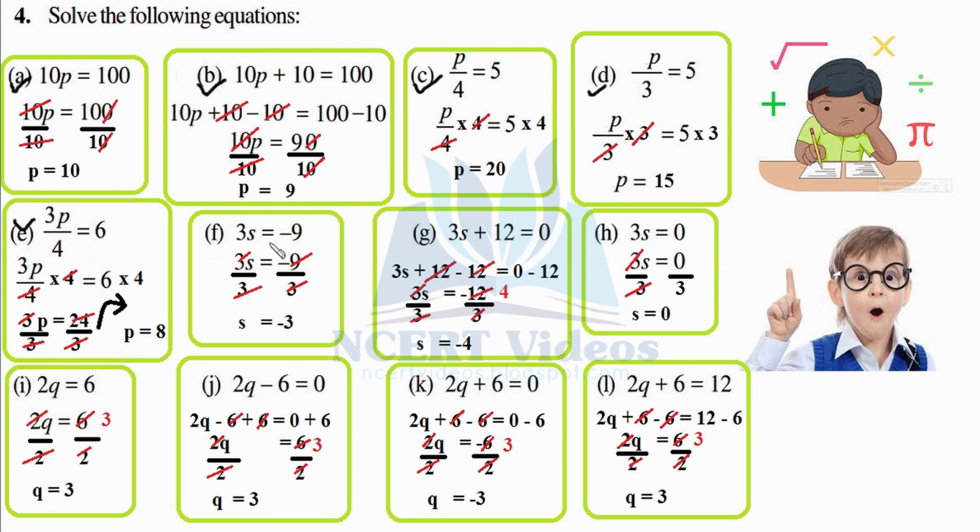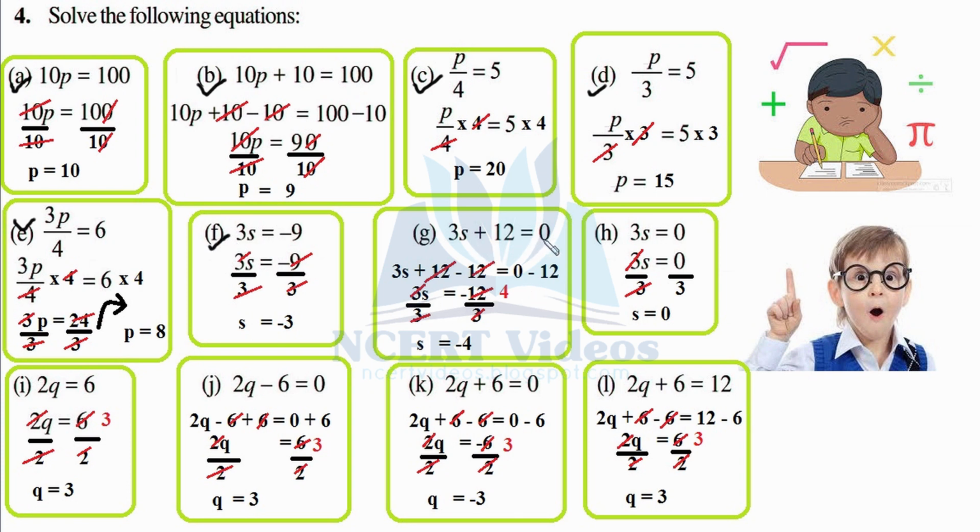F part, 3s equals minus 9. 3 is getting multiplied, introduce division by 3 on both sides, 3 cancel, s is separated. Here 1 3 is 3, 3 3s are 9, but we have the negative sign also. Therefore, s equals negative 3 is the required solution.